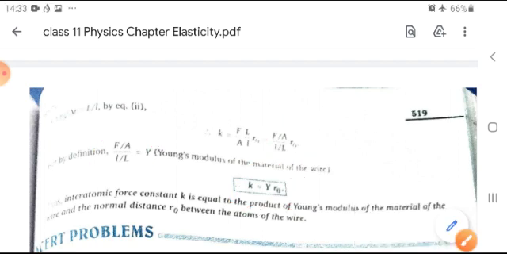So this is called Young's modulus. So K is equal to Y R0. We can say that the interatomic force constant K is equal to the product of the Young's modulus of the material of the wire and the normal distance R0 between the atoms of the wire. In this way, we can conclude it.